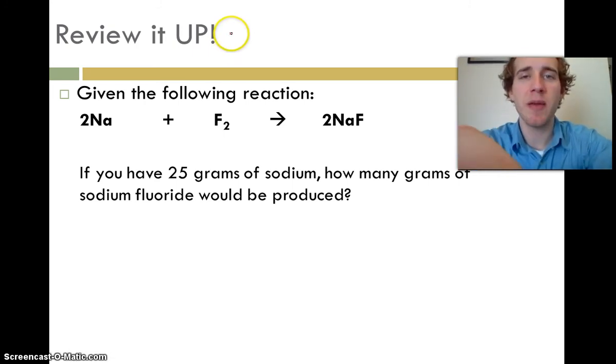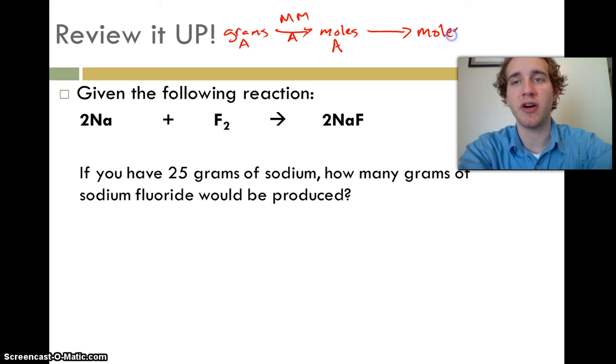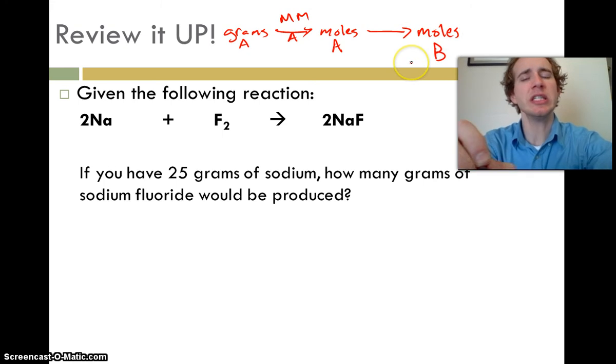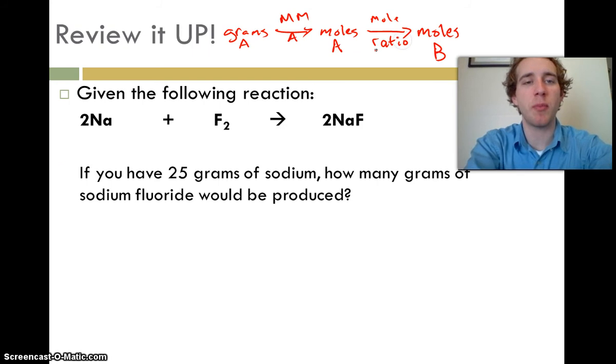Now, if you remember way back, we said if we were given grams of a substance, let's say substance A, we could change those grams into moles of A using the molar mass of substance A. Now, using moles of substance A, we can change it into moles of B using, that's right, the mole ratio. Where does that ratio come from again? Well, that mole ratio comes from the coefficients in our balanced chemical equation.